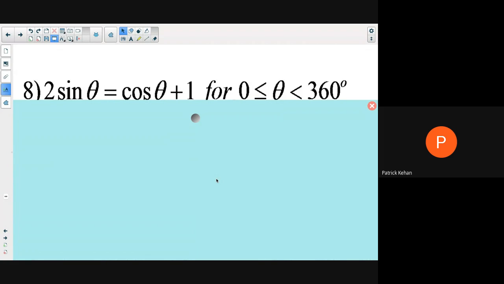Okay, last example for section 8.5. This one's kind of complicated, but manageable. All right, so we have 2 sine theta equals cosine theta plus 1 for all angles between 0 and 360. So take note that we're in degrees now, not in radians.